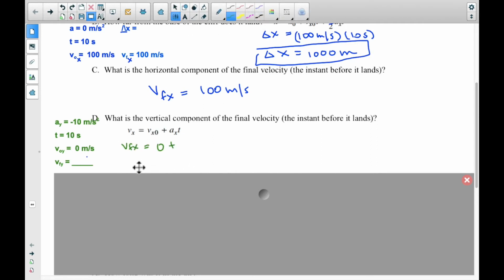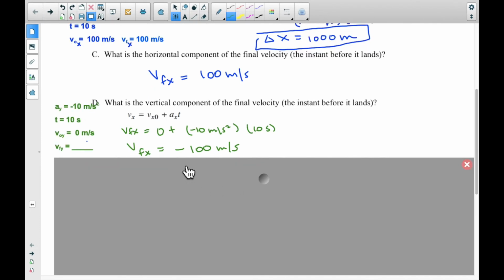So we're looking for our final velocity, and our initial is 0, and our acceleration is negative 10 meters per second squared, and our time is 10 seconds. So our final velocity in the x direction is negative 100 meters per second. The seconds and seconds squared, one of the seconds is going to cancel off with the other one, and so we're left with a negative 100 meters per second. Why is it negative? Because it's going down. If it's going down, it's negative.